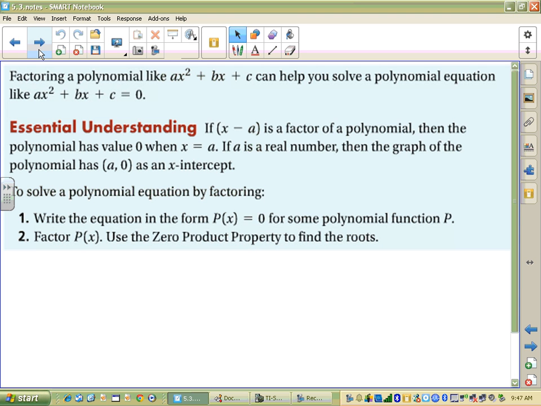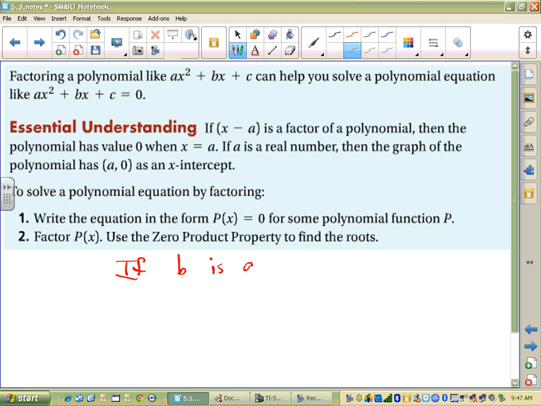They're telling you that factoring can help you solve. They're reiterating what we had talked about yesterday or the other day. We said if B is a solution or a root or an x-intercept. Remember, solutions, roots, and x-intercepts all essentially are the same thing. Solutions refer to an equation. Roots and x-intercepts are referring to a function, okay?